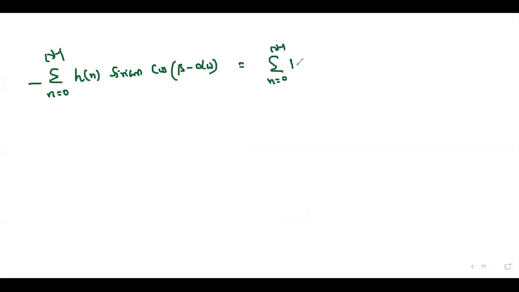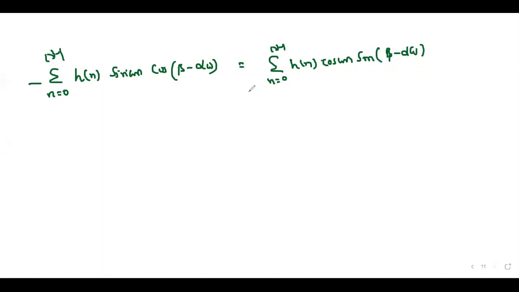Therefore, after cross multiplication, we will get summation n is equal to 0 to n minus 1 h of n sin omega n into cos of beta minus alpha omega is equal to summation n is equal to 0 to n minus 1 h of n into cos omega n into sin of beta minus alpha omega.